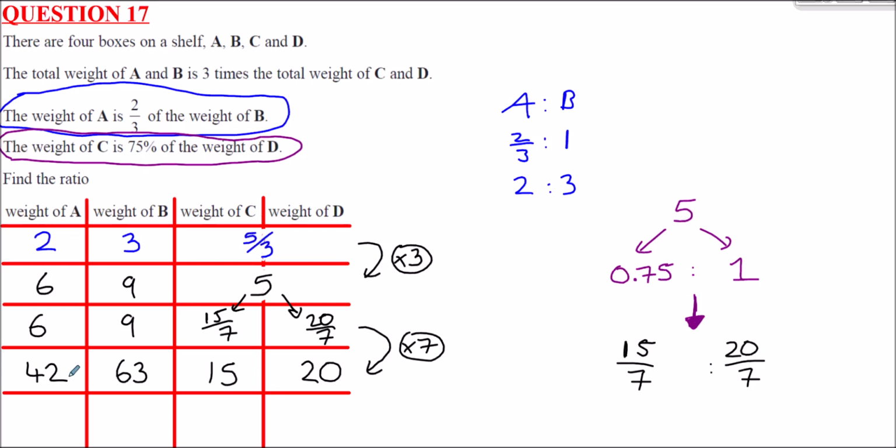Double check if this simplifies. It doesn't, because there's no common factors. So therefore, the ratio of A to B to C to D is 42 to 63 to 15 to 20.